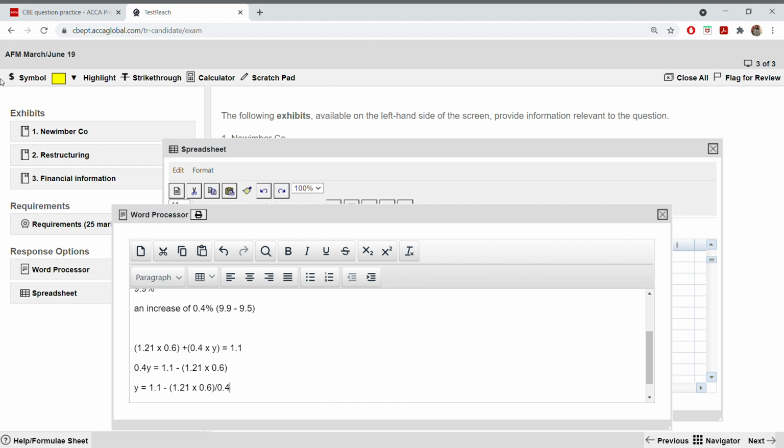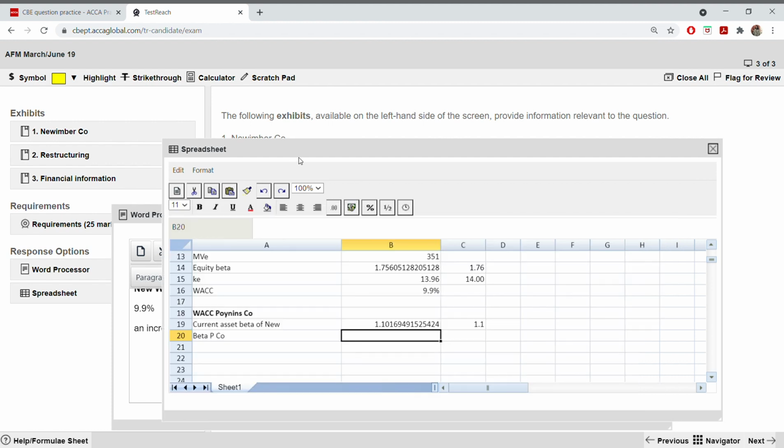Exactly the same thing we are doing in the Excel. That is the reason I started showing you this. Otherwise you will not understand when I do it in the Excel why I multiplied by 0.6, why I divided. Okay. But in the exam you don't do this. This is just for your understanding purpose. Now, the beta for P company is the asset beta of sportswear.